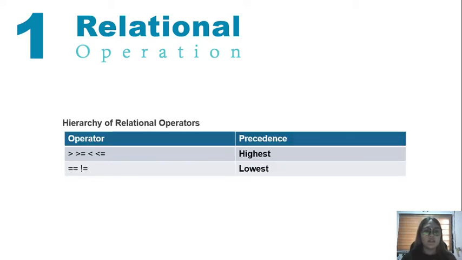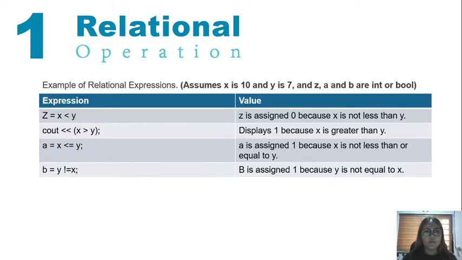So, this is the hierarchy of relational operators, or their precedence. So, greater than, greater than or equal to, less than, and less than or equal to, their precedence is highest. Equal to and not equal to would be lowest. So, this is the example.